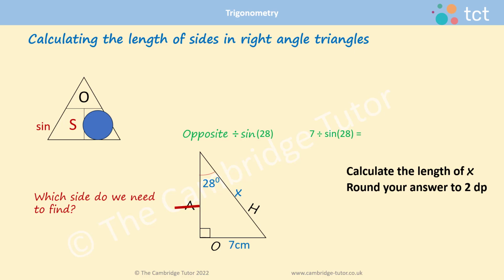So that's 7 is the opposite, divided by the sine of 28. That's 14.9103. And you've been asked to round your answer to 2 decimal places. So that's 14.91 centimetres. In the next video, they're going to get a bit harder.